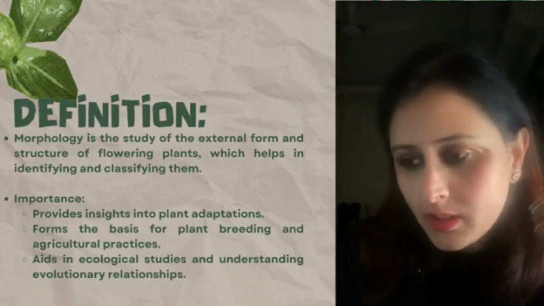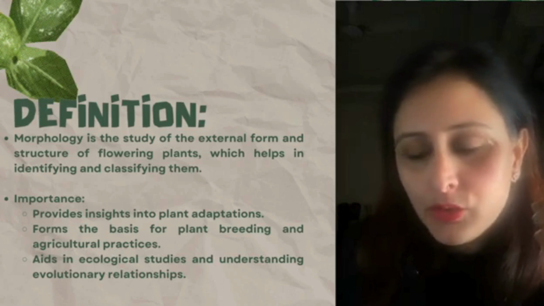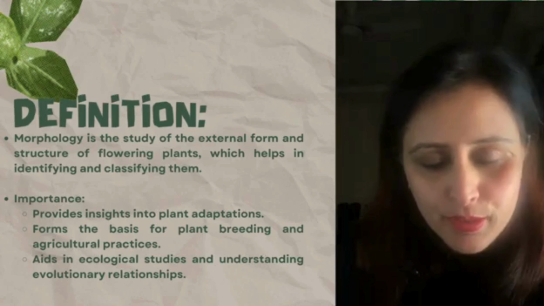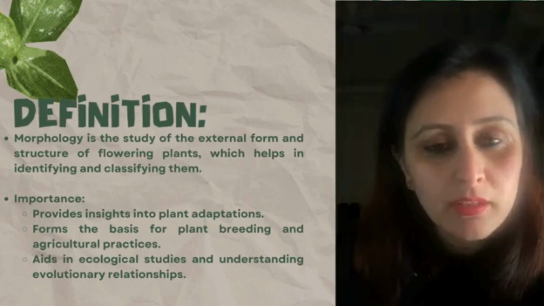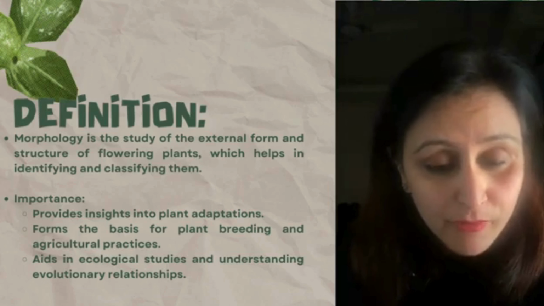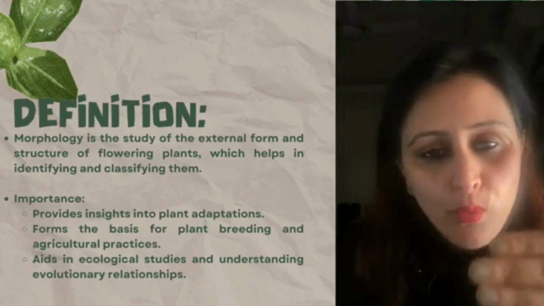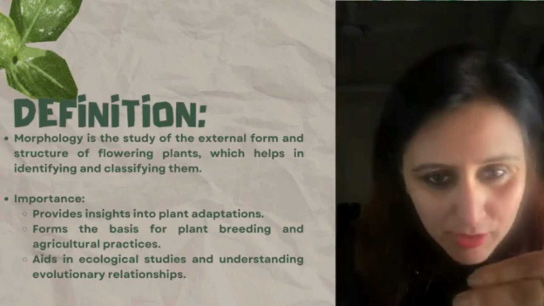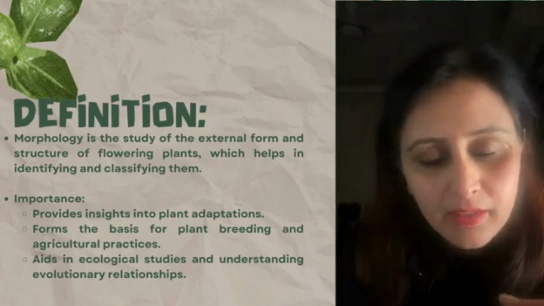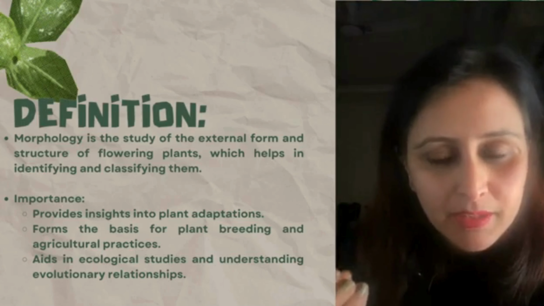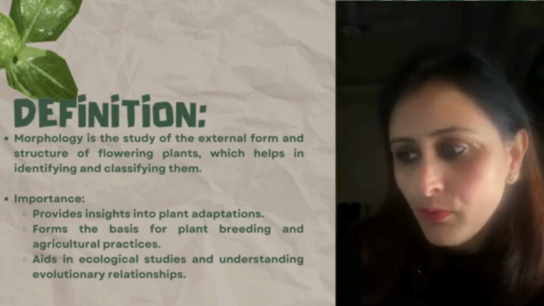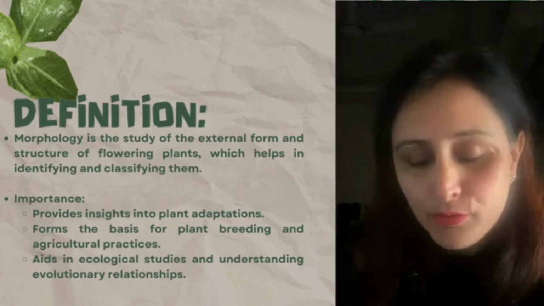Now what is the importance? It provides insight into the plant adaptation. So like xerophytic plants में कुछ plants देखेंगे जिनके अंदर flower, जिनके अंदर leaves भी होते हैं. Even cactus also shows flowers in some cases. So then how we can get to know about the adaptations, right? So staying in the same environment or falling in the same category, how these respective plants adapt according to their environment. Forms the basis of plant breeding and agricultural practices.